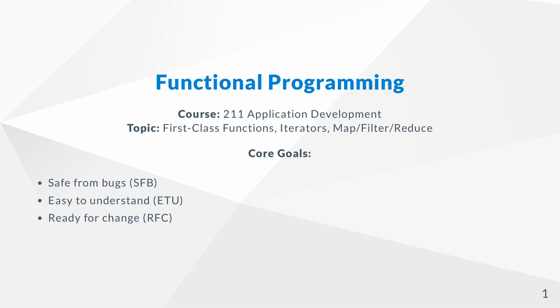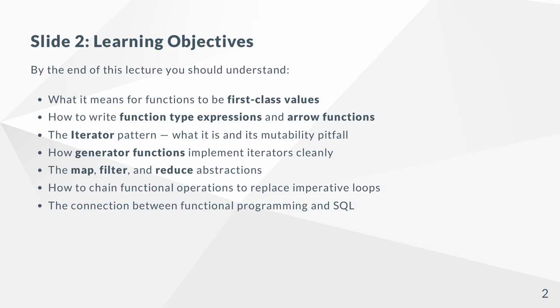In this lecture, we explore functional programming, a style of software development that treats functions as first-class values and avoids mutation. We cover first-class functions, the iterator pattern, generators, and the map, filter, and reduce operations. By the end of this session, you should understand what it means for functions to be first-class values and how to write function-type expressions and arrow functions.